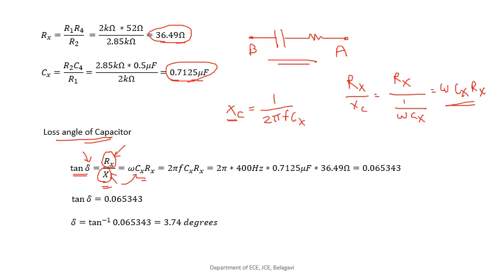This is the loss angle because of this capacitor. Normally an ideal capacitor should not have any resistance associated. But because of some resistance, some energy will be lost, or this capacitor will lose energy over time, and that is this resistance, you can say R3. So you calculate that, you'll get around 0.065, that is tan delta. So delta will be tan inverse of this, or around 3.74 degrees.